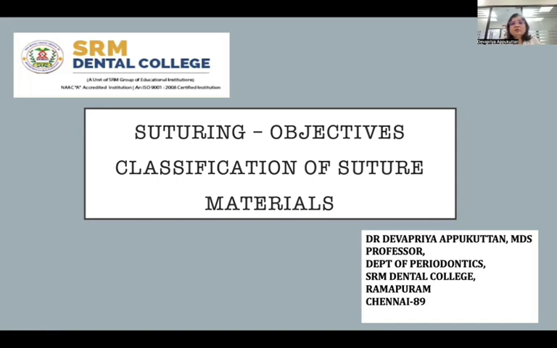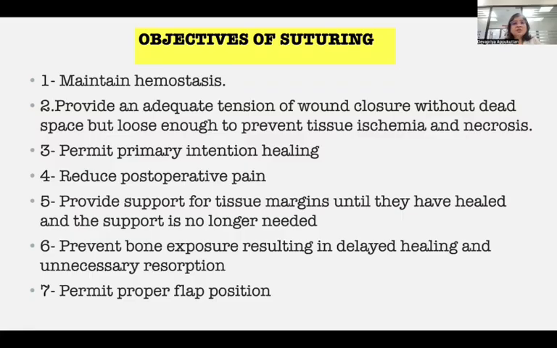So following periodontal flap reflection and debridement, or following harvesting of free gingival grafts or connective tissue grafts, there is a need to suture the flaps or to suture the graft onto the recipient site. So we need to know what the objectives of suturing are.